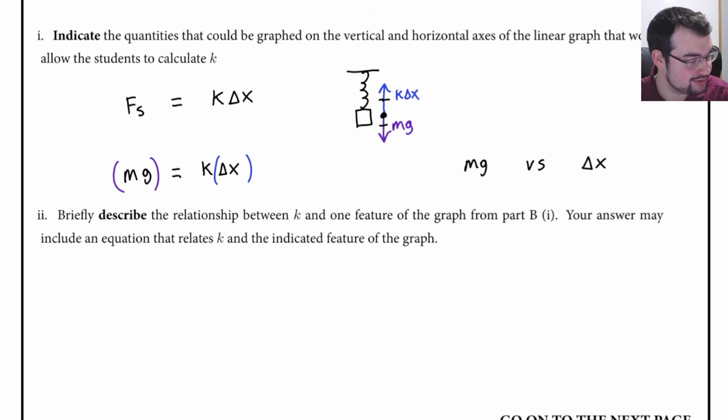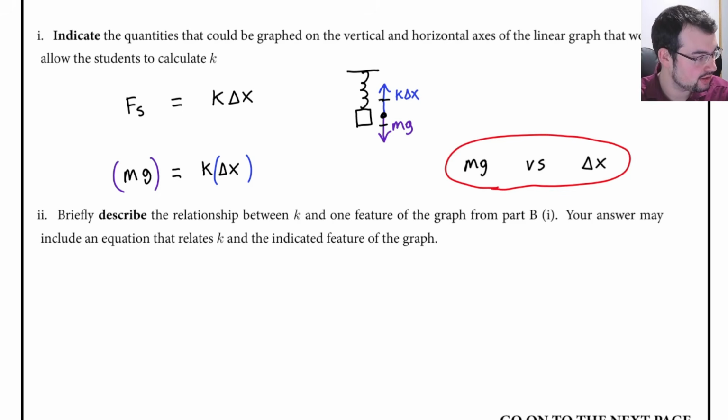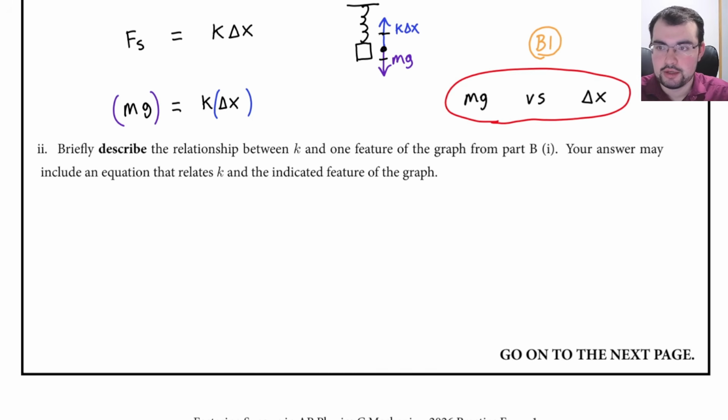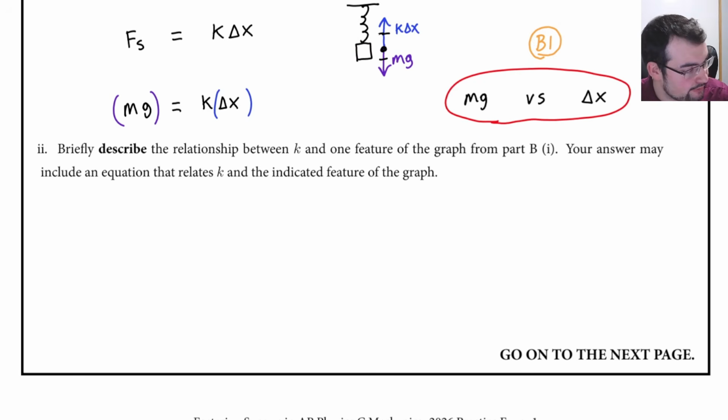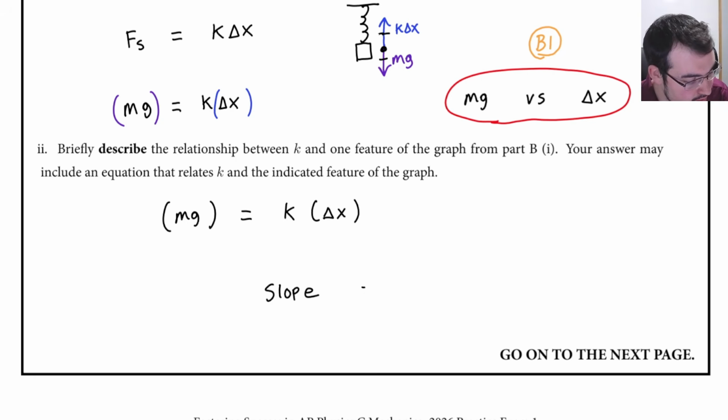Do not say "and." You have to say "versus," or if you want to be really clear, you can draw the axes. Any valid choice works, because if you just say graph blank and blank, well, actually, sorry, that does earn you B1. But it makes your slope relationship a bit ambiguous, because if you flip the axes, the slope would be reciprocated. So what's the relationship between K and one feature of the graph? Well, mg is equal to K times delta X. So my slope is equal to K.